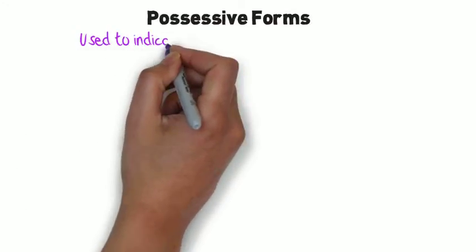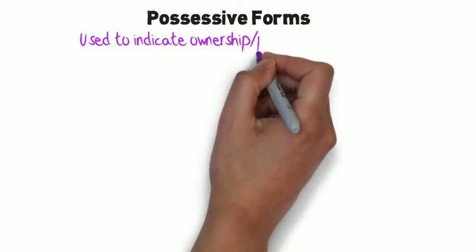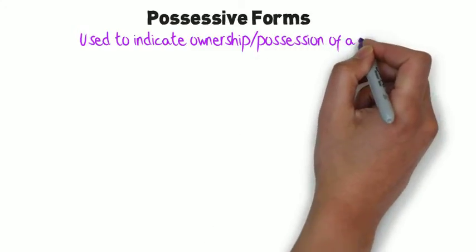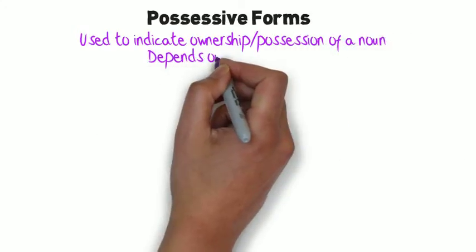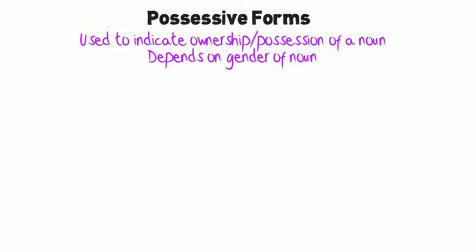Possessive forms are used to indicate ownership or possession of a noun. In English, we'd be talking about words like my, your, his, her, our, etc. As you know very well, German nouns have genders.